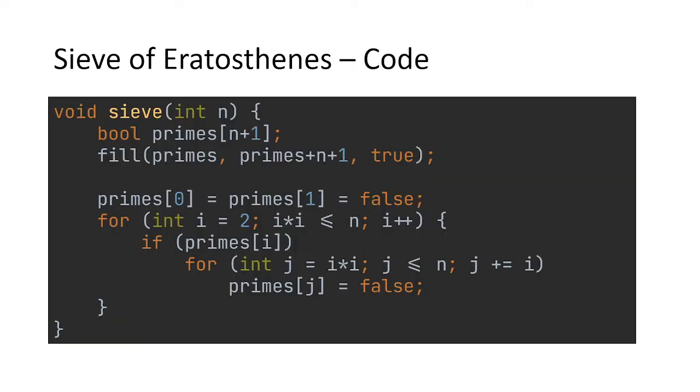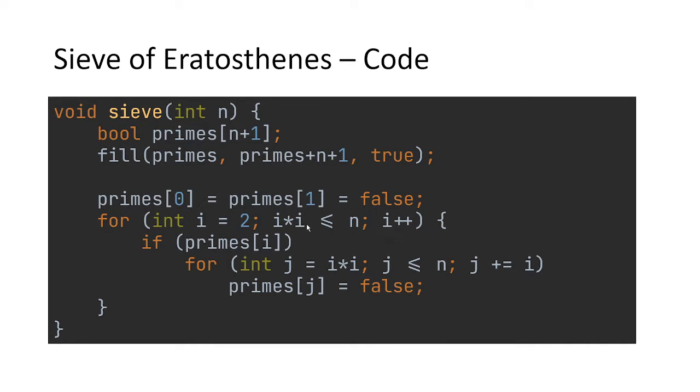So we'll have a look at the code. This is a Boolean array where we store whether the number is prime or not. It will contain indexes from 0 to n, but what we want is 1 to n. So we'll initially fill the array with true, and then we'll initialize these two values as false because these are not prime, right?